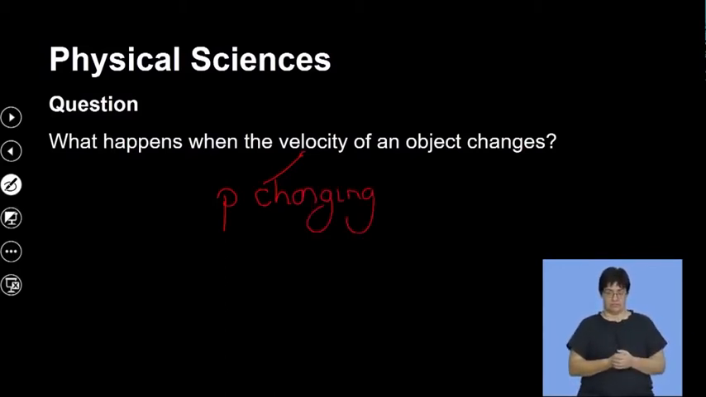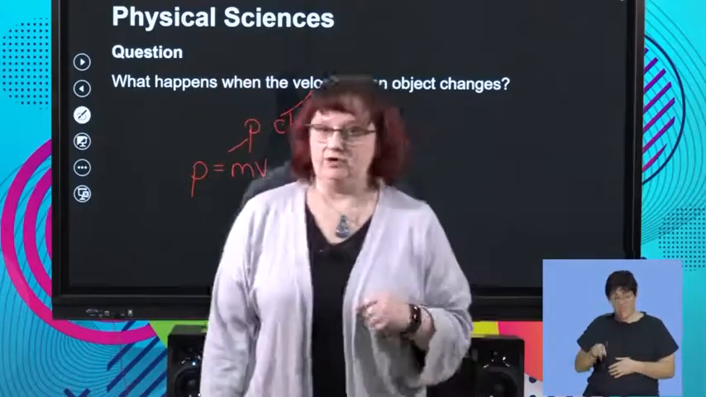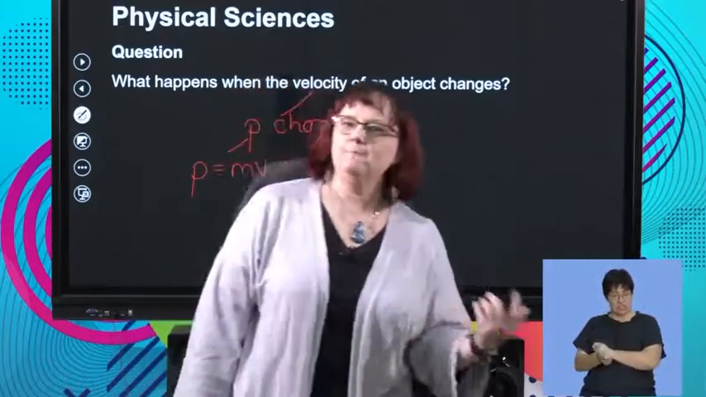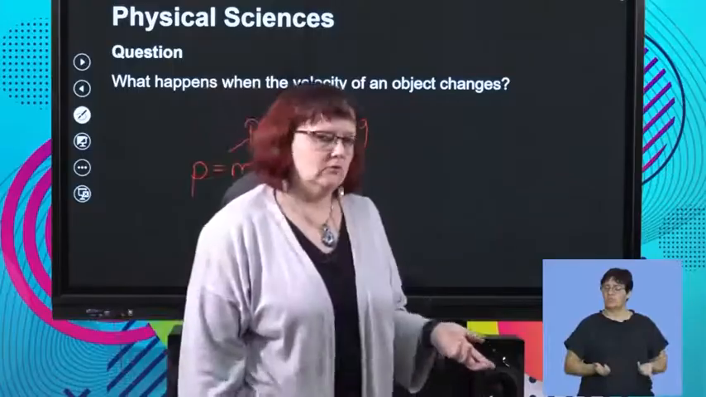You're going to hear this lots. Why? Because momentum is mass times velocity. So if the velocity of an object changes, its momentum must change as well.